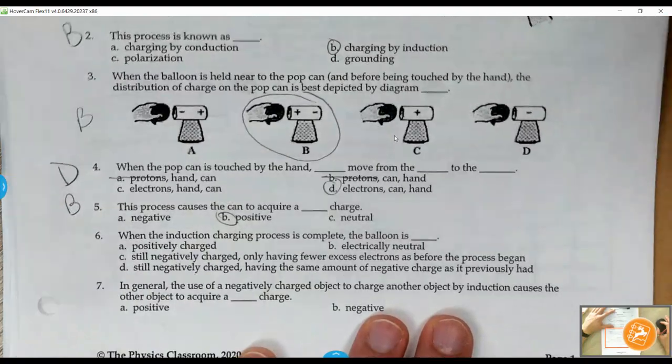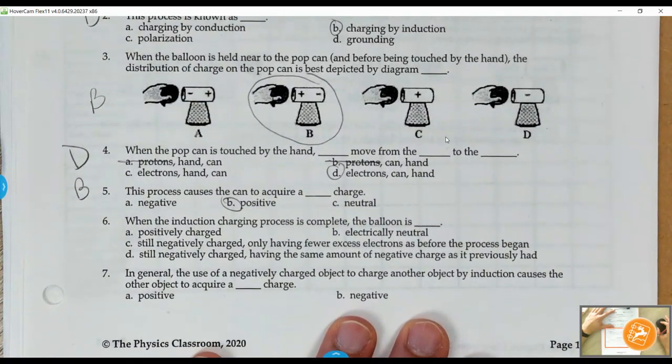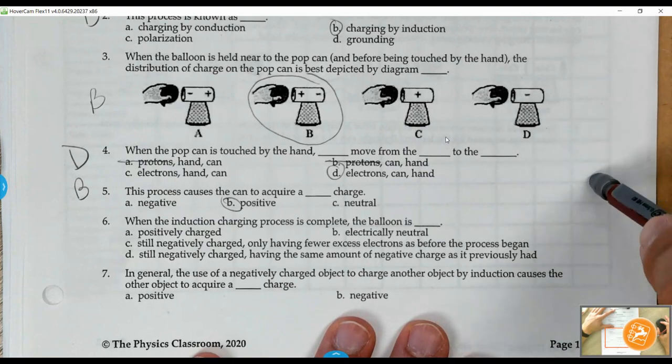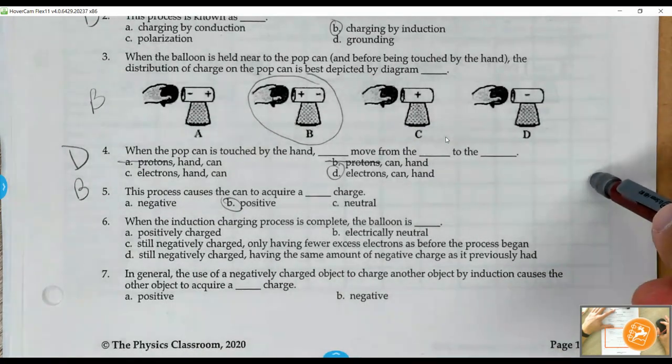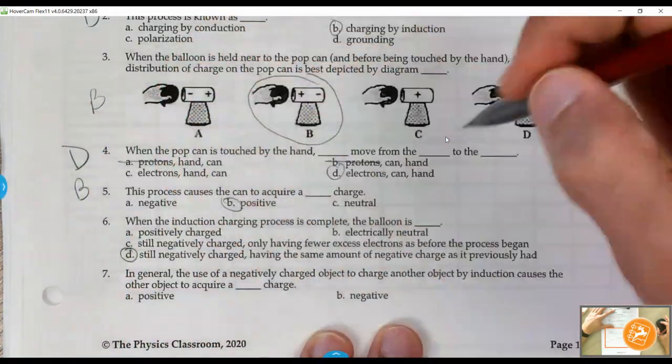When the induction charging process is complete, what happens to the balloon? Did the balloon actually ever make contact? No. So was there any way that electrons could jump one way or the other? No. So guess what? It's still negatively charged and still the same amount.